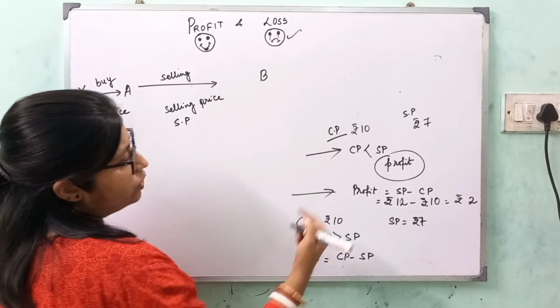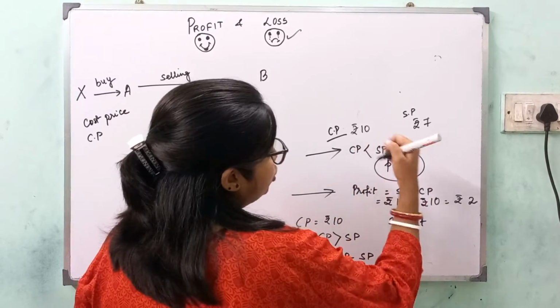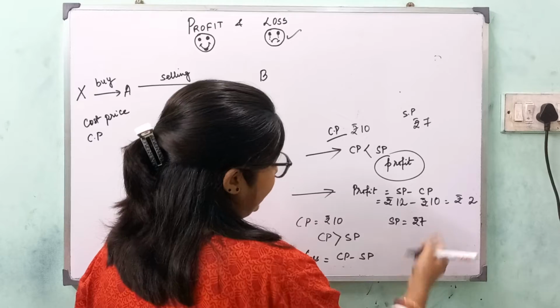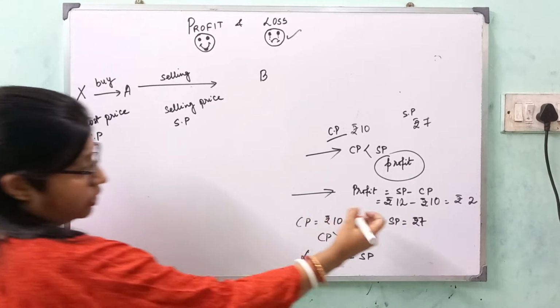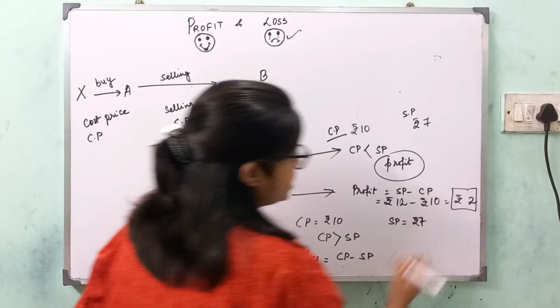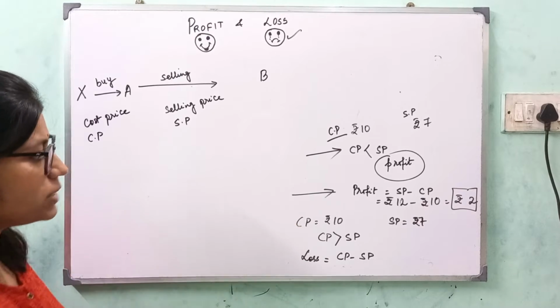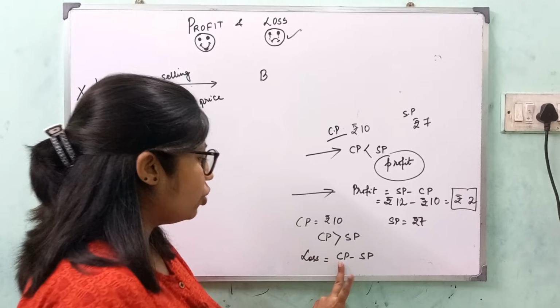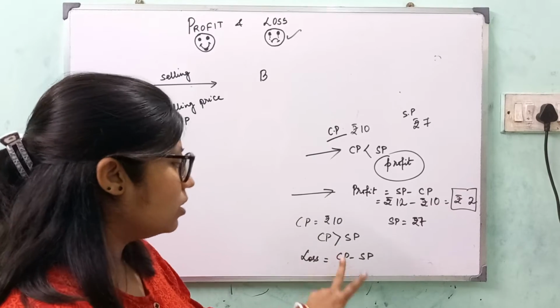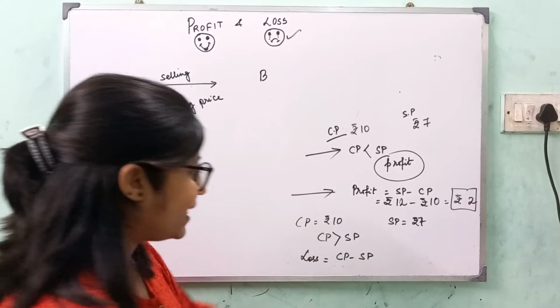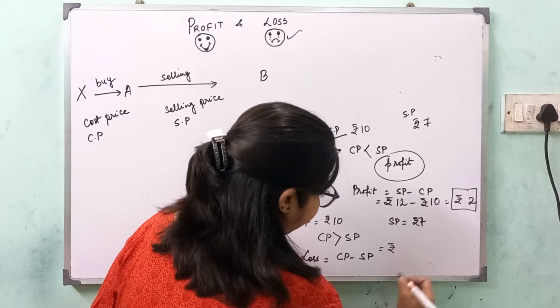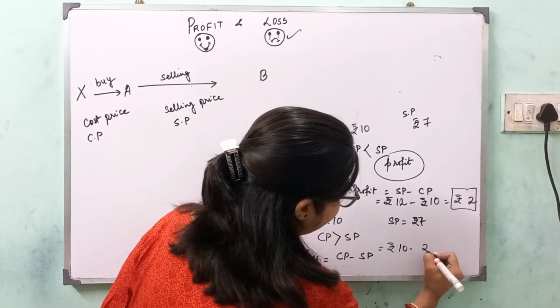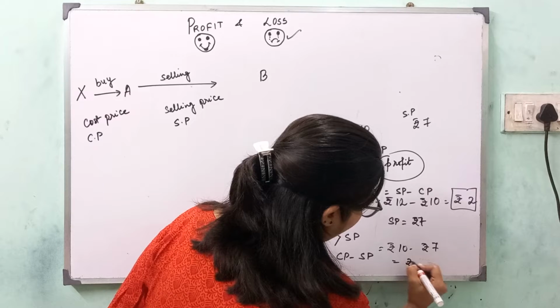Okay, initially I had given you the condition that your SP was rupees 12 and your CP was rupees 10. So here you have a profit of rupees 2. But now the case 2 says that your cost price is more than the selling price. So your loss is what? The loss is cost price minus selling price, that is rupees 10 minus rupees 7, that is rupees 3.